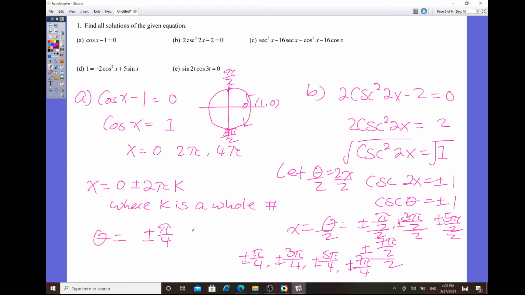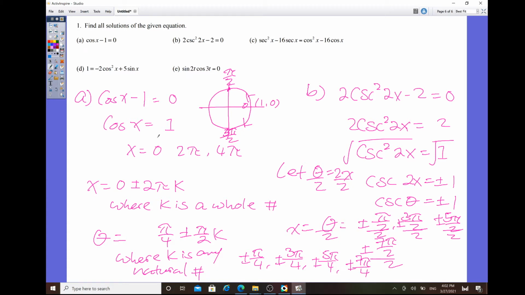So we can just say x equals positive pi over 4 plus or minus pi over 2 k, where k is any natural number. Okay.